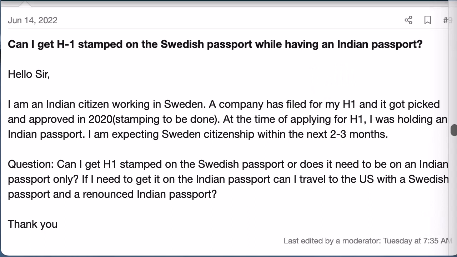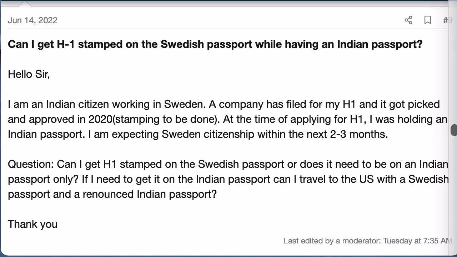Hi, how are you, sir? I'm doing good. Thank you for answering the question. So basically, I got this approved in 2020. And because it was approved on the Indian passport, I was thinking if I get it done on my Indian passport and I renounce it, can I travel to the US with an Indian passport in tow?